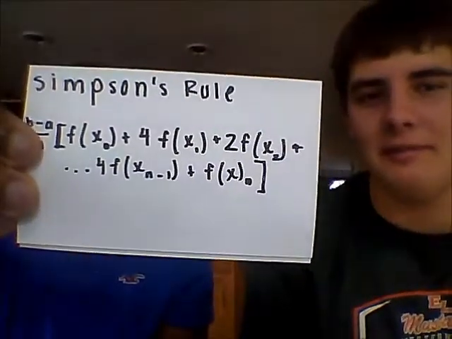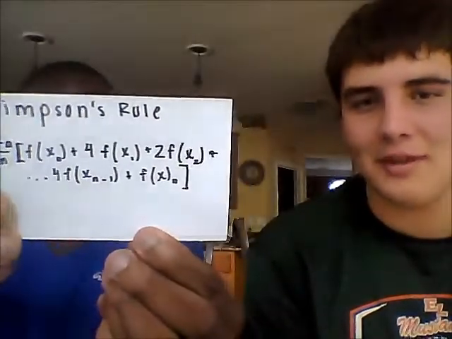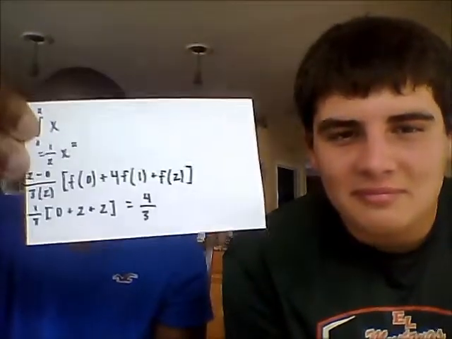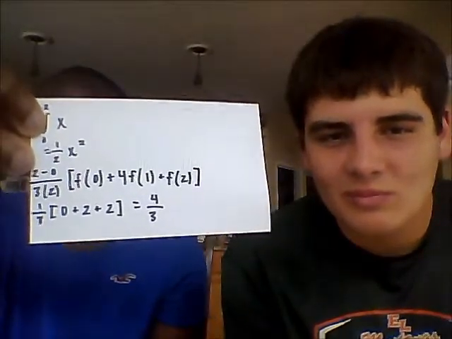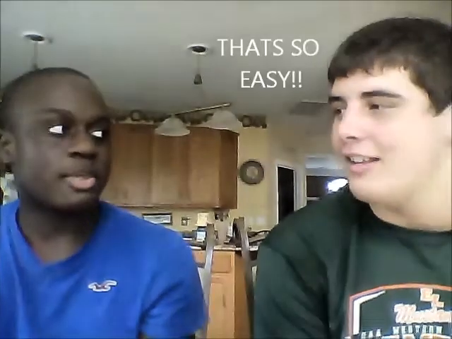Here is the formula for Simpson's rule. Here is an example. The integral from 0 to 2 of x. Using your formula, you get 4/3. That is trapezoidal and Simpson's rule.